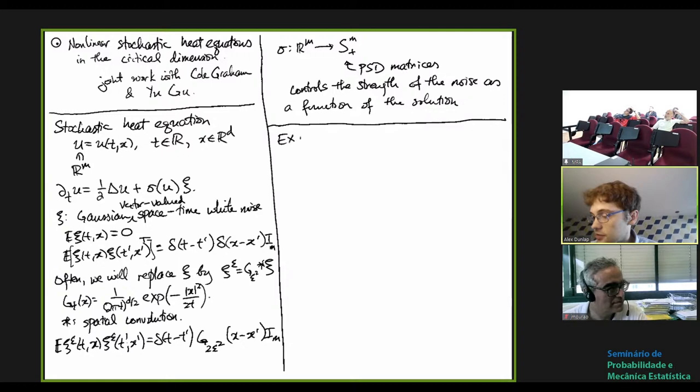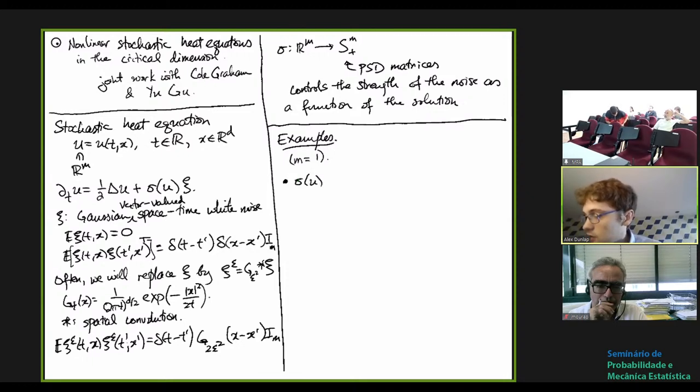So where does this come from? Most of the examples will be for m equals one, the scalar valued case, but I'll mention why we might want to consider vector valued as well. The first example would be if sigma of u is just identically equal to c. Here the strength of the noise does not depend on the solution, and this is called the Edwards-Wilkinson equation.